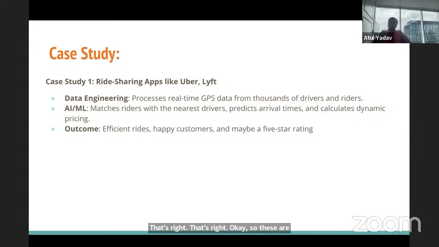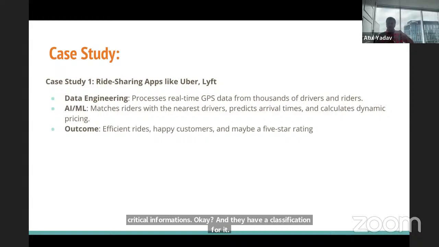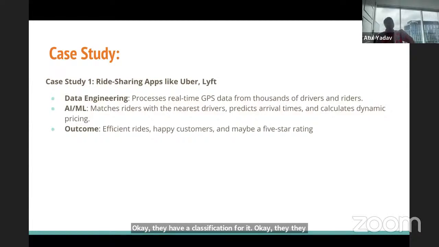Okay, and they have a classification for it. Okay, the companies classify data as red, yellow, orange, and green. Okay, so by green I mean data which is publicly available. Okay, you can go and check on the internet, that is publicly available. Okay, red data is like a Social Security number. Okay, your bank account number, your Aadhaar card. Okay, these are red data, which can't be shared without the user's consent, right?